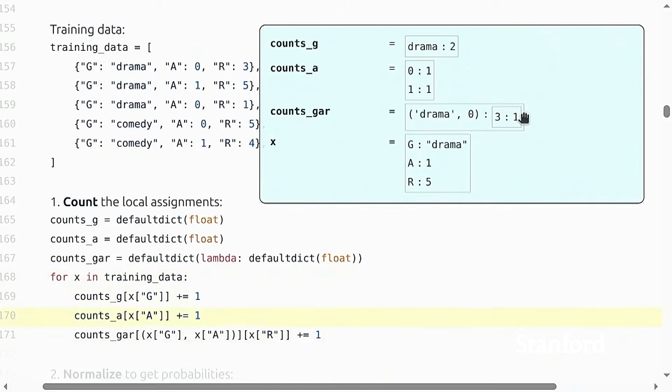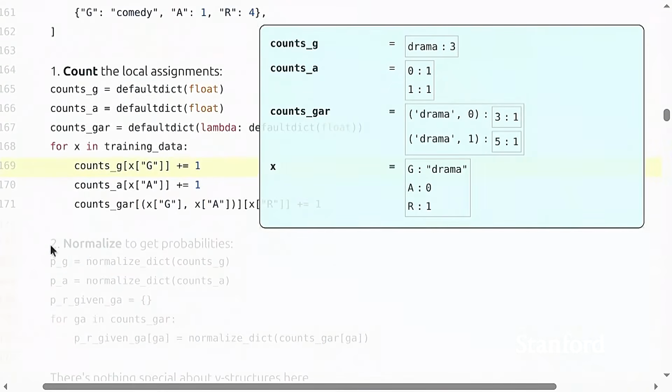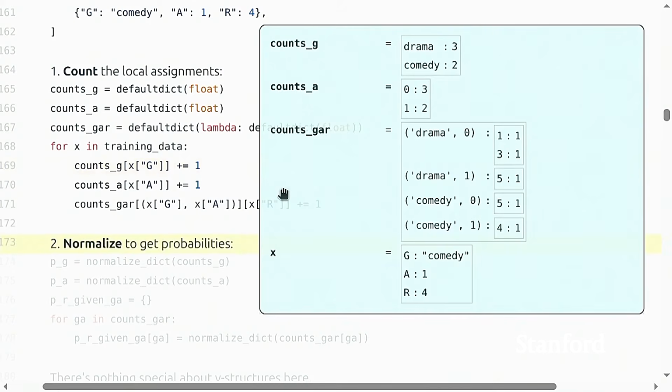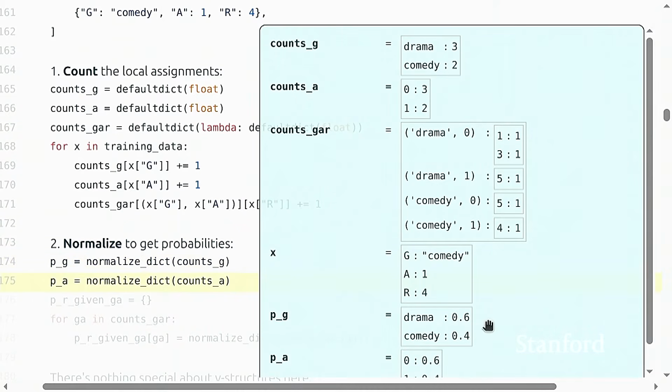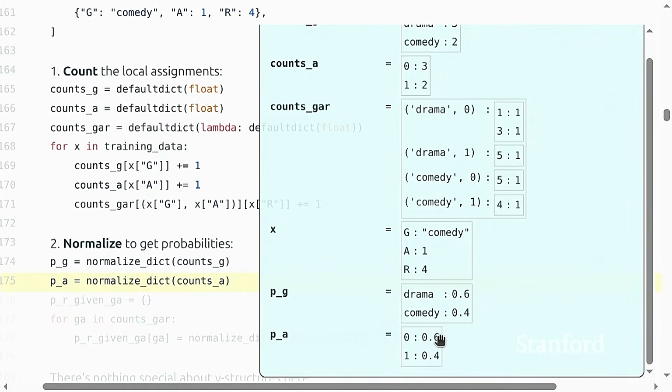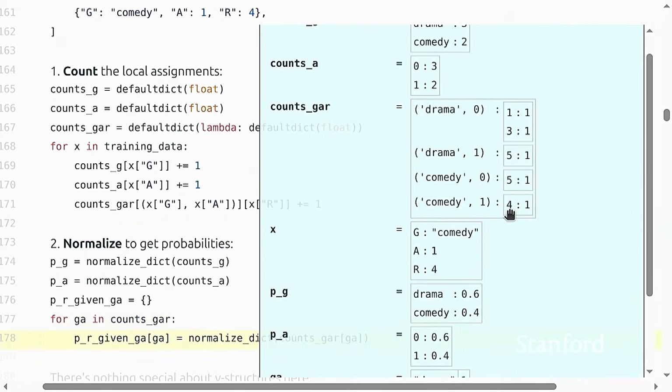So we can go through the rest of the training data set. We get some counts. So there's a count for G, counts for A, and counts for this triple. And then finally, you normalize. So you take counts of G, you normalize it as we've done before. Counts of A, you normalize it. And then for each of these, you normalize and you get a probability.